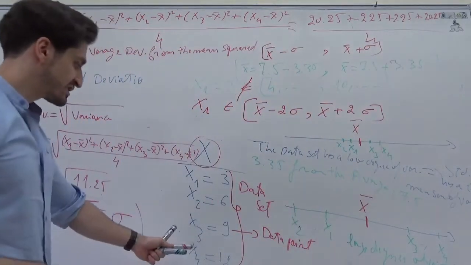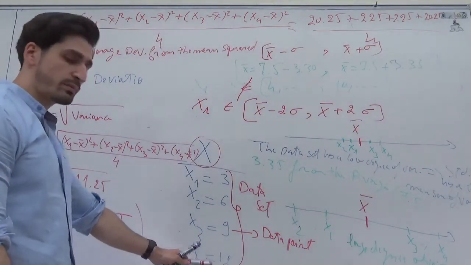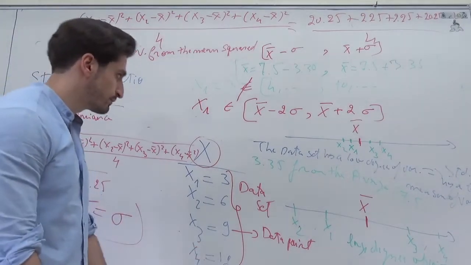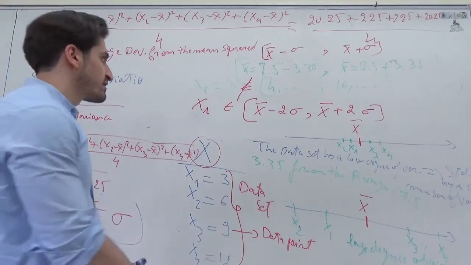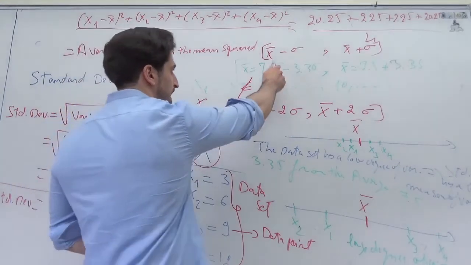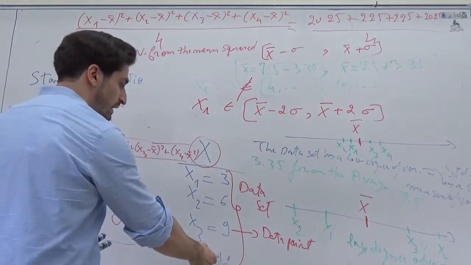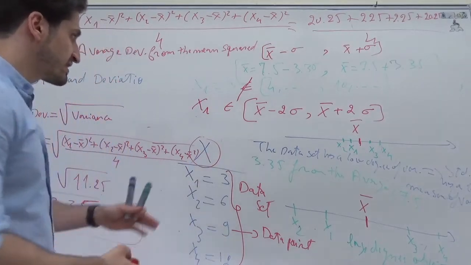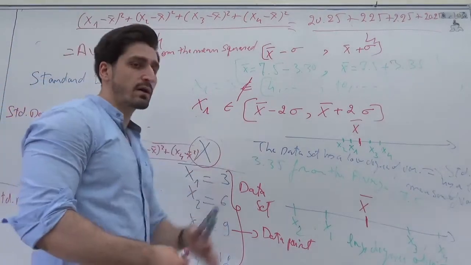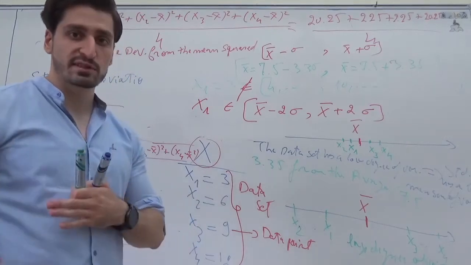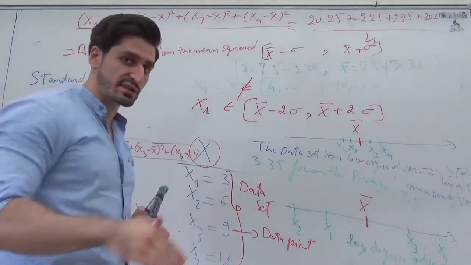And the same thing, if we consider the fourth point, x4 equal to 12. x4 equal to 12 also does not belong to the interval x bar minus sigma and x bar plus sigma, but rather it can be found in a certain interval, which is x bar minus 3 times sigma and x bar plus 3 times sigma.